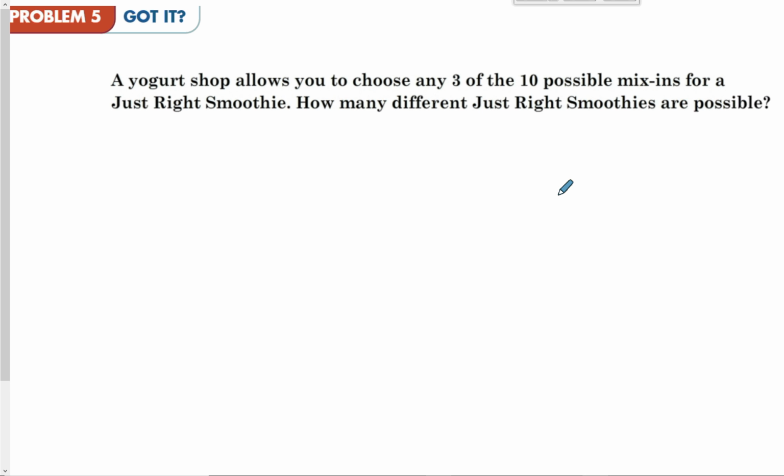Okay, so this was actually your got it for number 5. So you could practice this one as well for problem number 6. Yogurt Quart allows you to choose 3 of 10 possible. So there's your N, there's your R, and mixing it, it doesn't matter. How many different ways can you do it? How many different just right smoothies are possible? It doesn't matter if you put banana in first and then the strawberries, or strawberries then banana. Okay. So go ahead and try to figure out what that one would be.